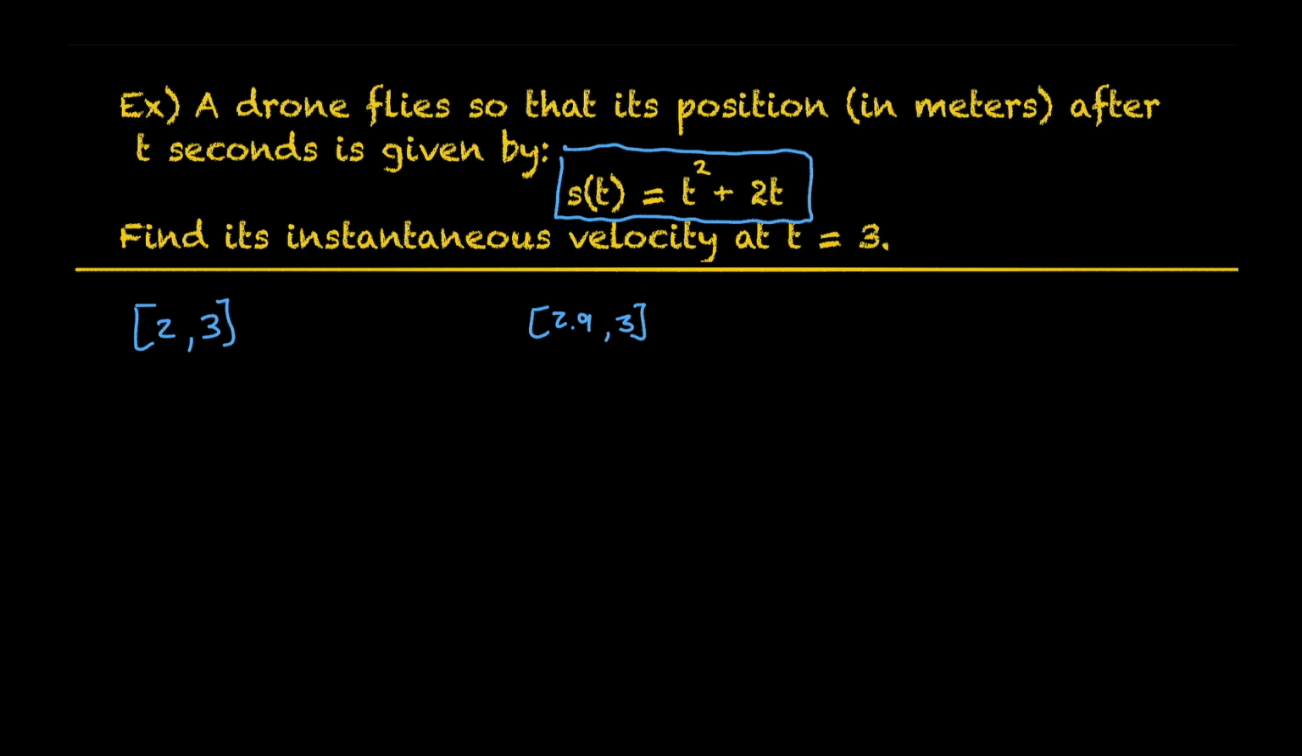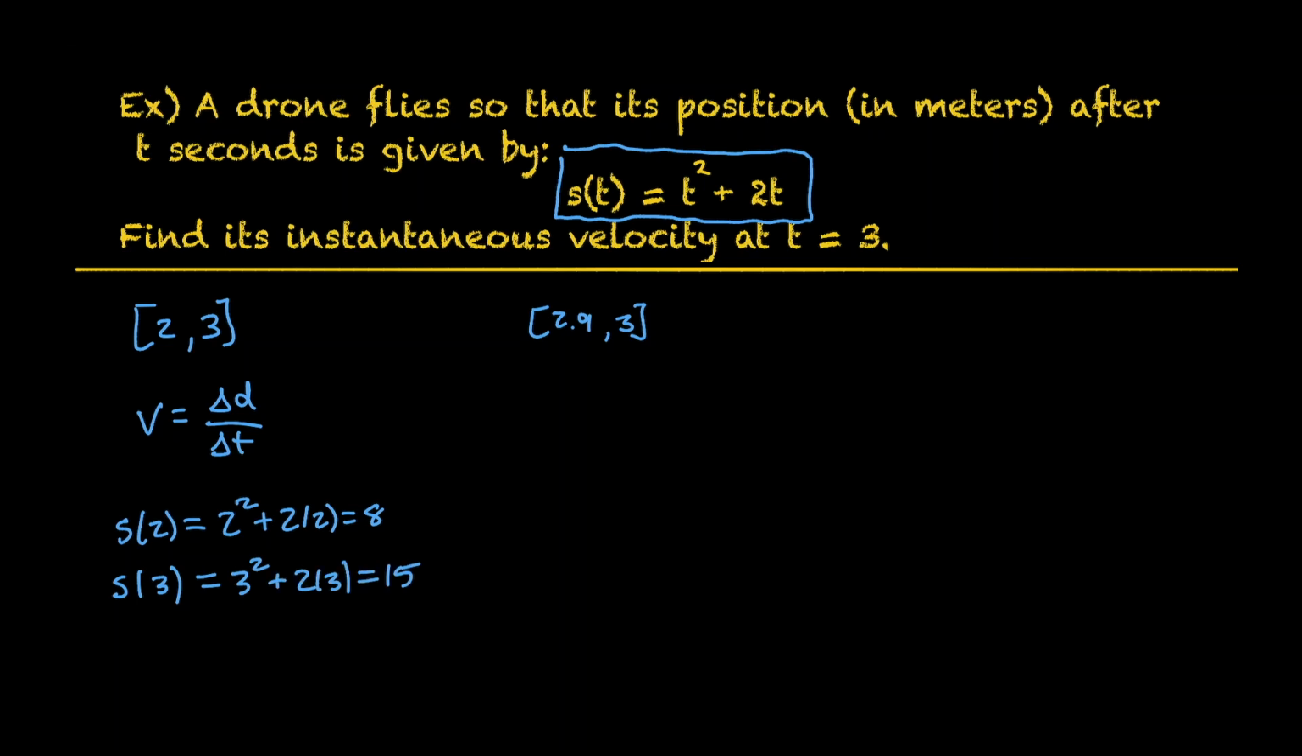All right, so again, velocity is given by a change in distance over a change in time. And how are we measuring distance in this? Well, it's the position of this drone. And we have this formula for it. We can figure out what the position is at a given time simply by plugging that time in. So S of 2, for example, where it is after 2 seconds, is 2 squared plus 2 times 2, or 8. And S of 3, where it is after 3 seconds, is 3 squared plus 2 times 3, or 15.